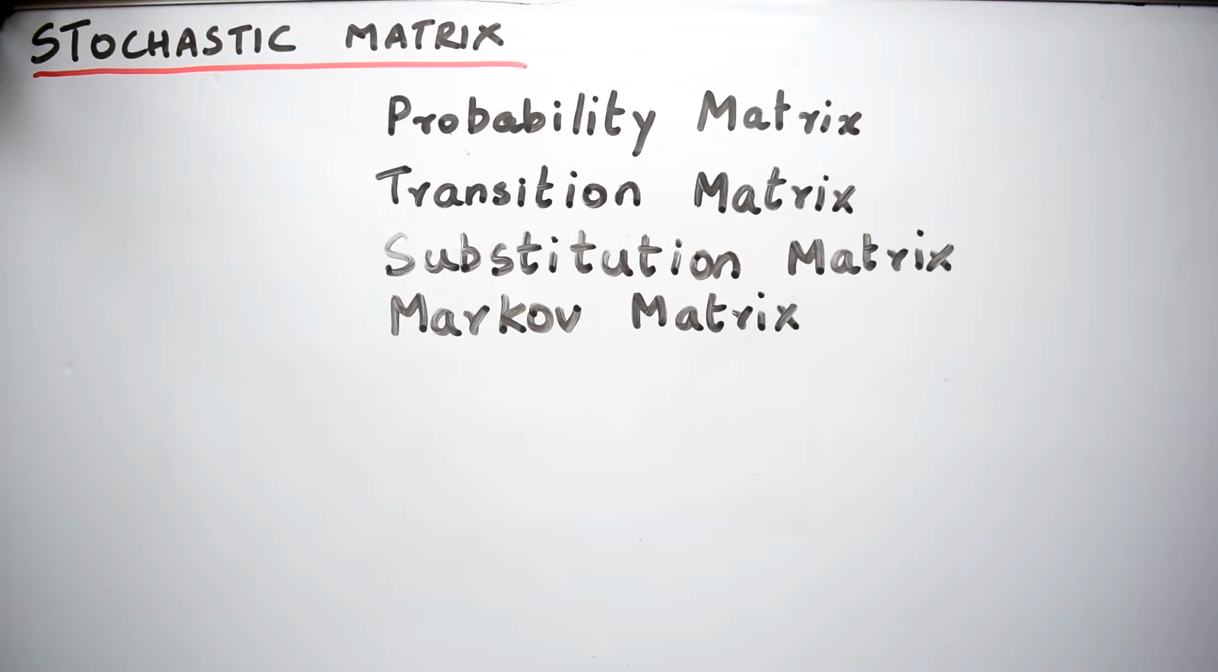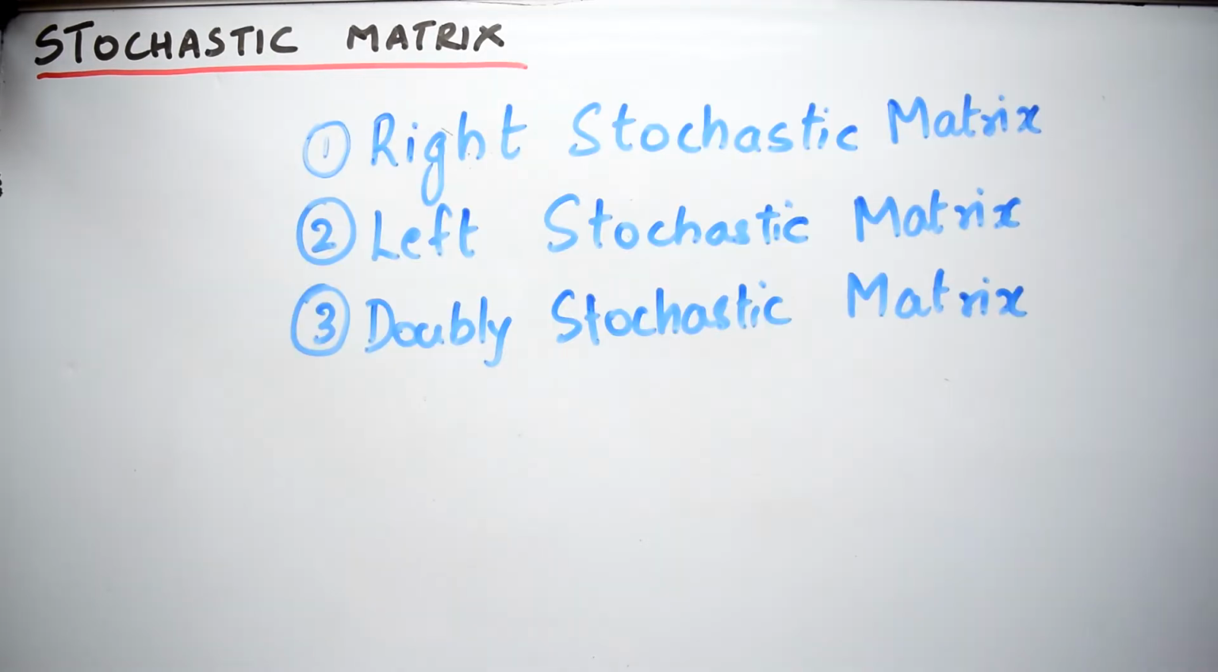There are different types of stochastic matrices. They are right stochastic matrix, left stochastic matrix and doubly stochastic matrix. First, let us see right stochastic matrix.